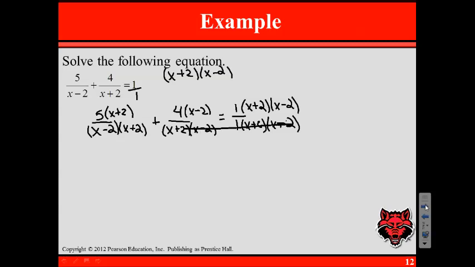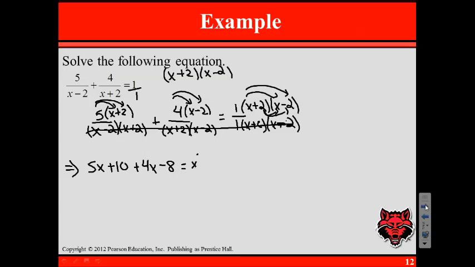Now that we have a common denominator, we can cross it out, and let's continue to simplify. We distribute the 5 in the first set of parentheses, and that becomes 5x plus 10, plus we distribute the 4 in the next set of parentheses, 4x minus 8 equals, in the last sets of parentheses, we have to FOIL. So we have first, outer, inner, and last, and this becomes x squared minus 2x squared plus 2x squared minus 4. And now let's combine like terms.